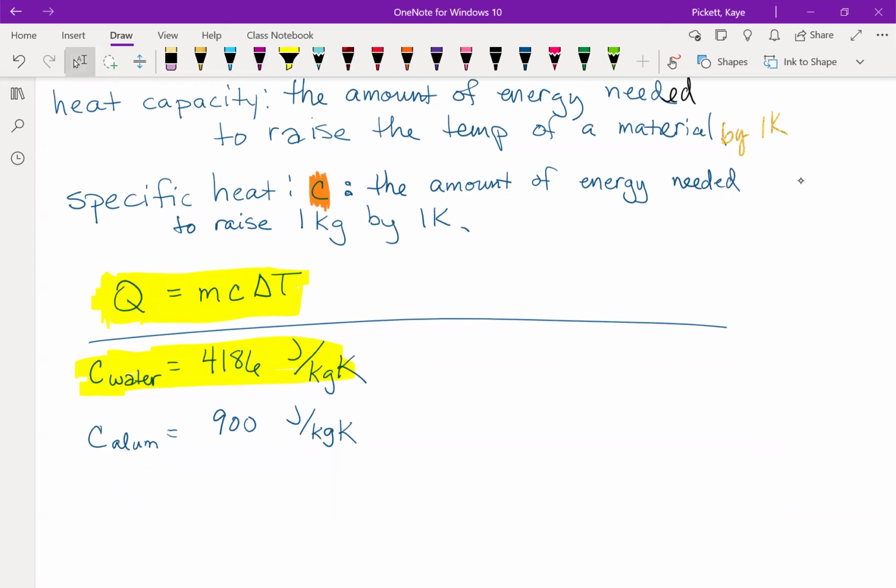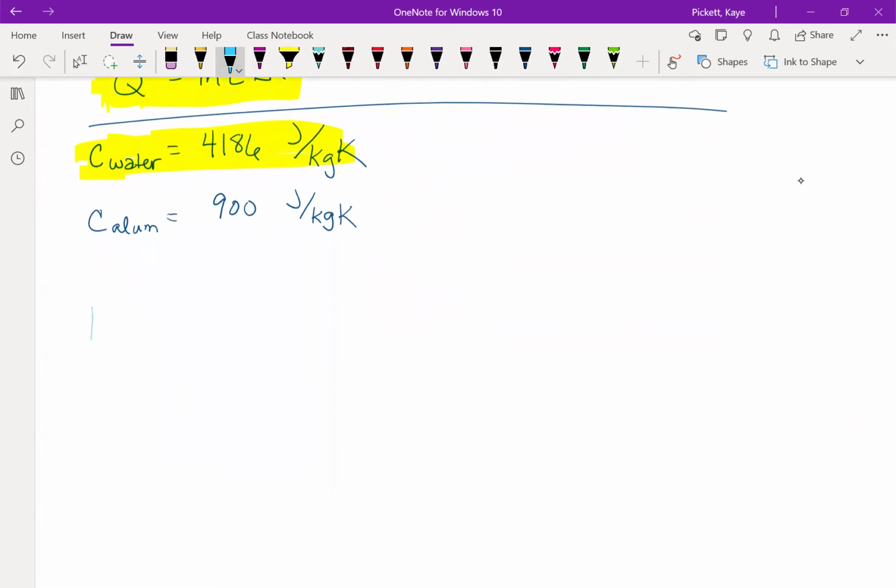So let's talk a little bit then about, let's do a quick example here. So let's say how much energy is required to heat water from its freezing point to its boiling point.